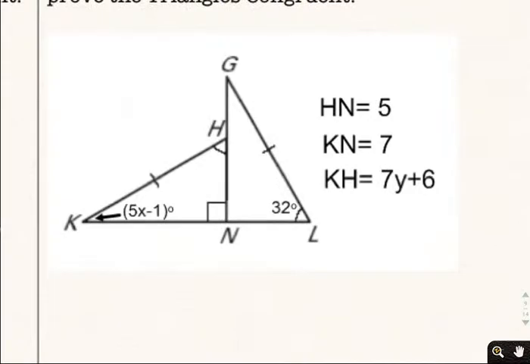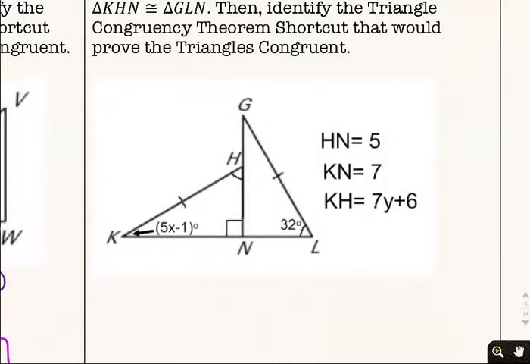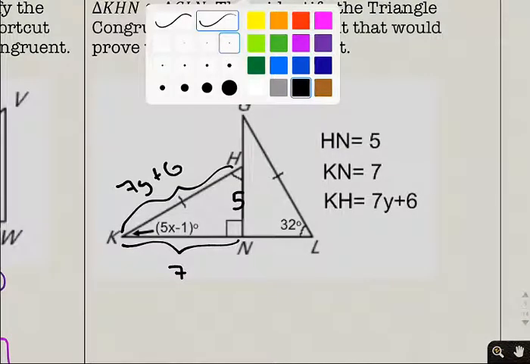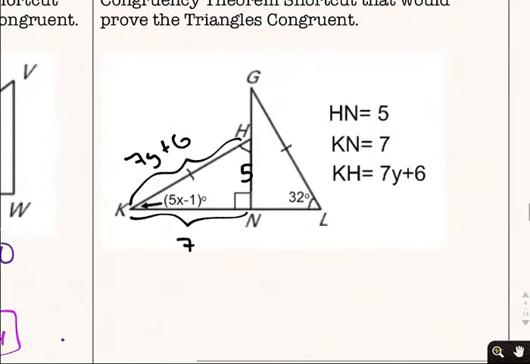So here is this guy. We're told quite a bit, so I'm going to actually mark my diagram up. We know HN is equal to 5. We have KN, this guy, which is 7. And then we have KH, right here, which is 7y plus 6. So now we just have to match these pieces up, but we probably have to do a little bit more on the inside in terms of angles.